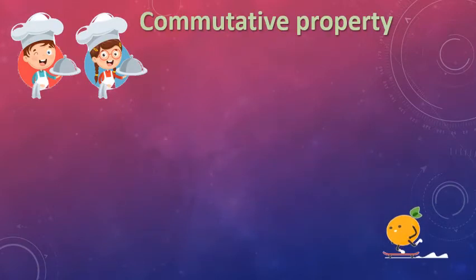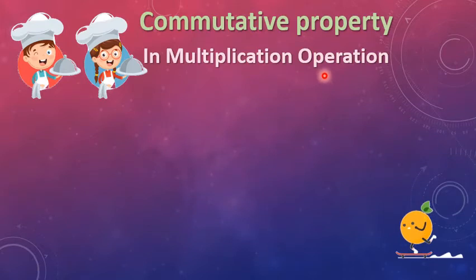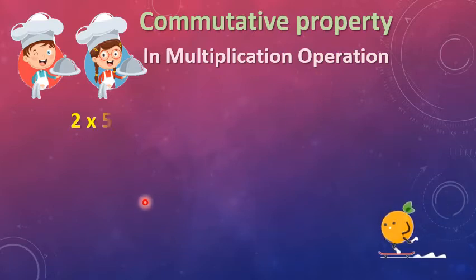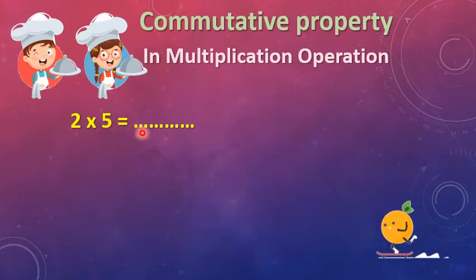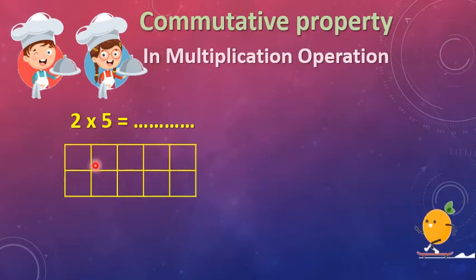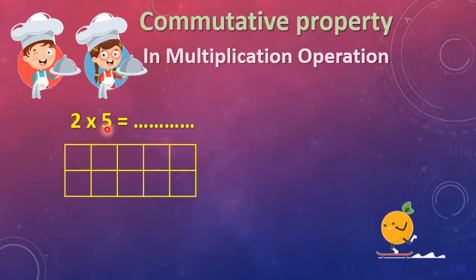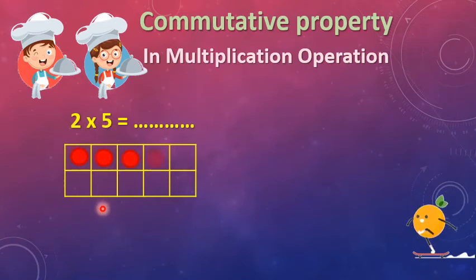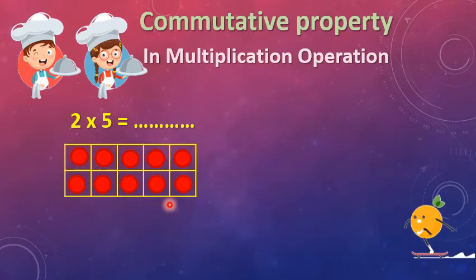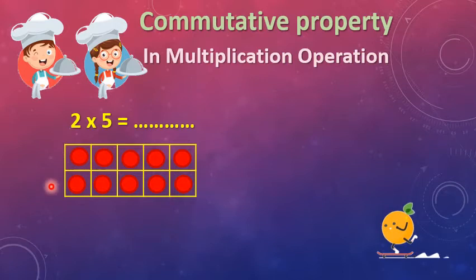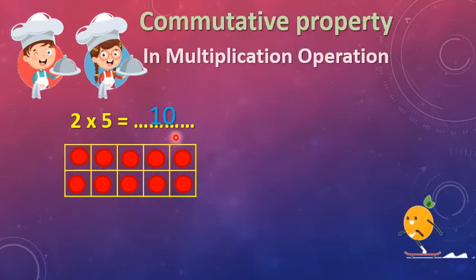Now let's go to deduce commutative property in multiplication operation. It's the same, but we replace the plus sign by the multiplication sign. Like this, if we use this example, 2 by 5 equals what? Using our array, it will be like this. We have here 2 rows, each row has 5 dots. Then, if we count the number of all dots here, it will be 10. Then 2 by 5 equals 10.